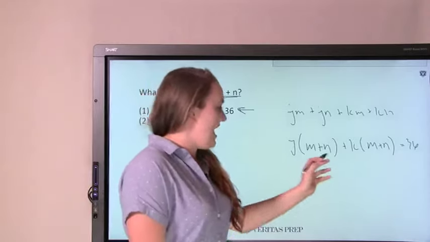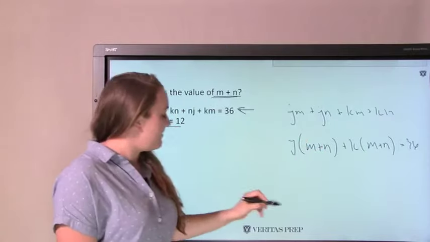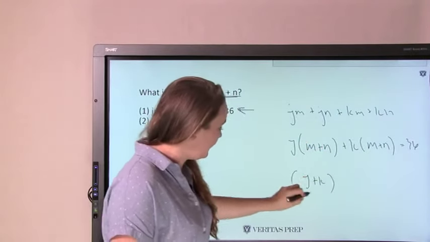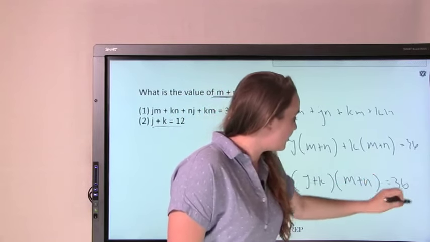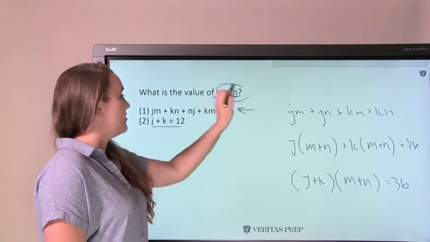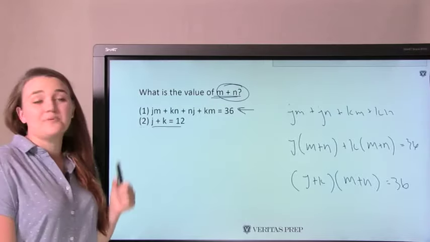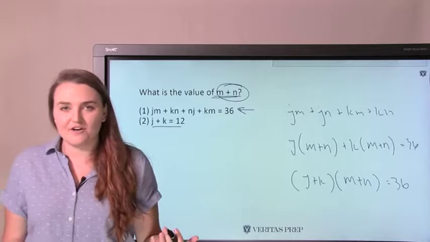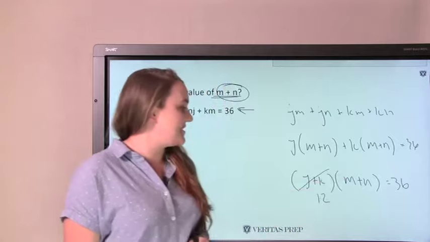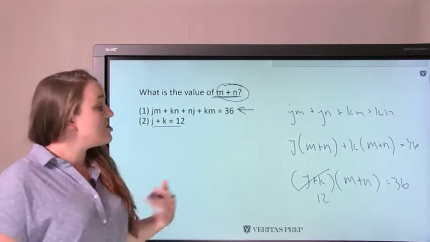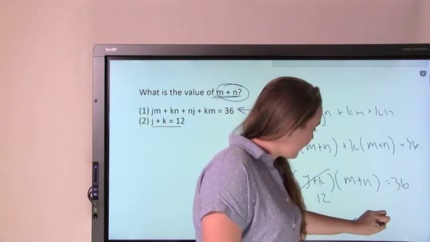So at this point, if I have an m plus n in common between both of my elements, I can factor that out and arrive at j plus k, the quantity, times the quantity m plus n, and I know that's all equal to 36. So if I'm trying to isolate the value of m plus n on its own, I'm not able to do so. But if I know the value of j plus k equals 12, I've now set myself up in a position such that, all right, well, if j plus k just gives me 12, and 12 times m plus n equals 36, well, then I know the value of m plus n, it's 36 divided by 12, or 3.